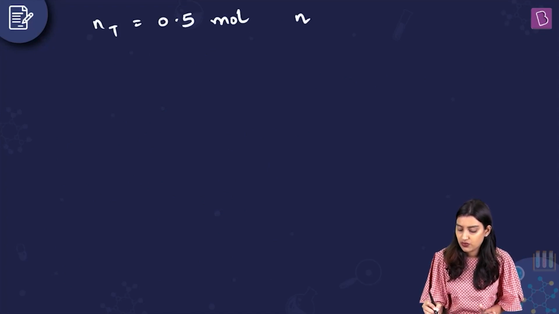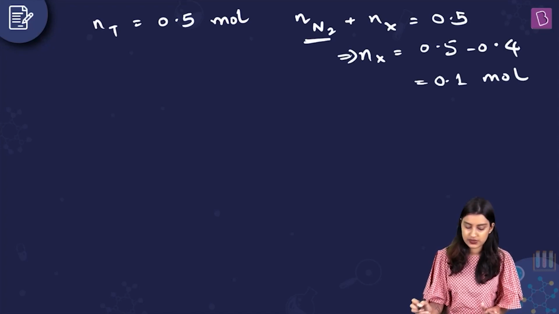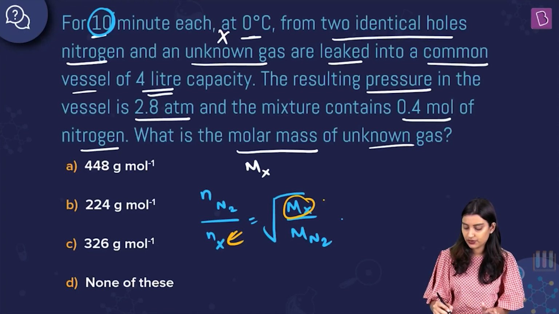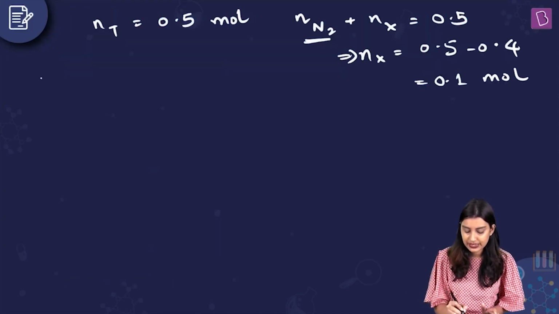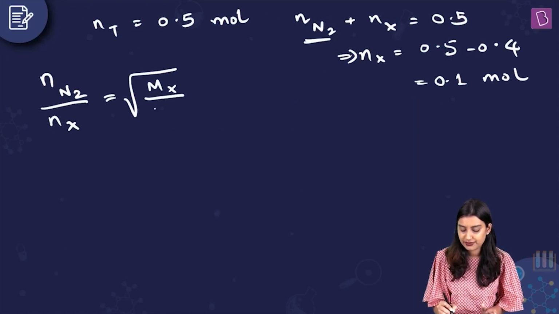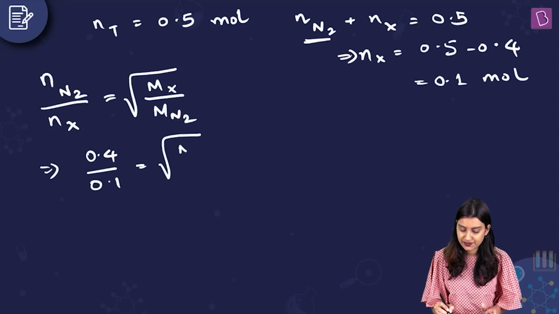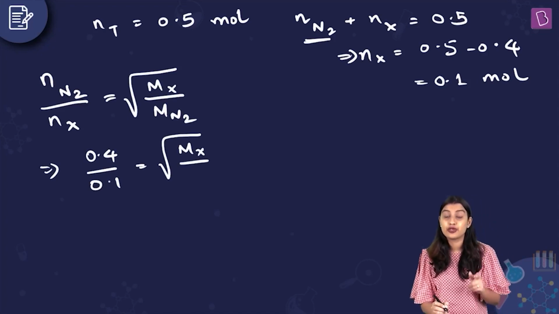Your number of moles of nitrogen plus number of moles of X is equal to 0.5. This is given to you as 0.4. So your number of moles of X is going to be 0.5 minus 0.4, which is nothing but 0.1 moles. Substitute everything that we know into this relationship. So you get number of moles of N2 divided by number of moles of X is equal to under root of molar mass of X divided by molar mass of N2. So this is coming out to be 0.4 by 0.1 is equal to under root of molar mass of X divided by molar mass of nitrogen is going to be what?